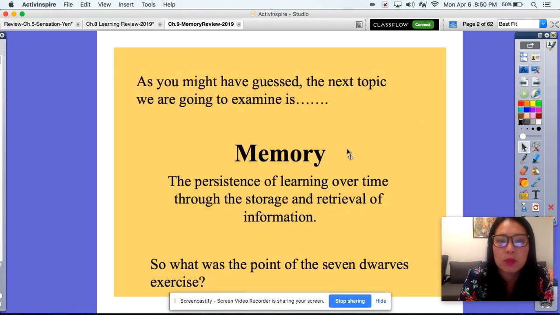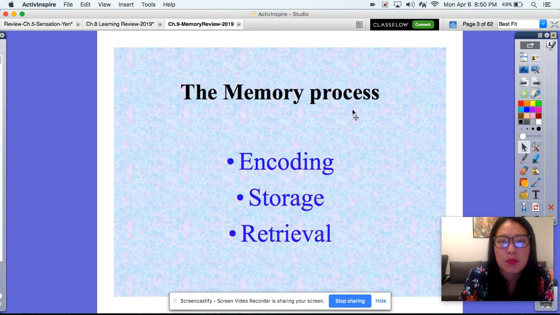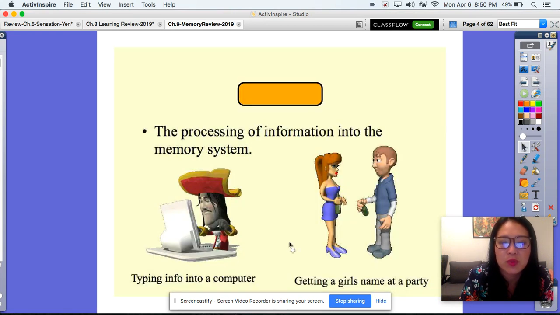All right, so for memory, memory is the persistence of learning over time through the storage and retrieval of information. For this chapter, there were a lot of 3 steps or 3 processes or 3 stages. And so your 3-stage process is going to be encoding, storage, retrieval. In the textbook, it oftentimes will compare your memory storage unit and the whole process to a computer.